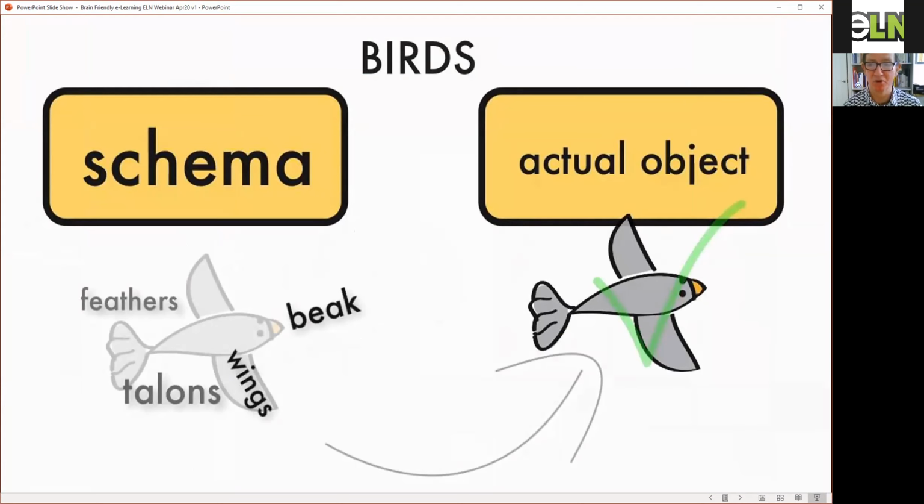Sometimes we can go all wrong. It may be a dinosaur, but actually it has the same sort of attributes. So then we need to update our schema. So schemas are quite interesting. When it comes to learning, we need to think about what schemas people already have, and to what extent we are working with or against those schemas.